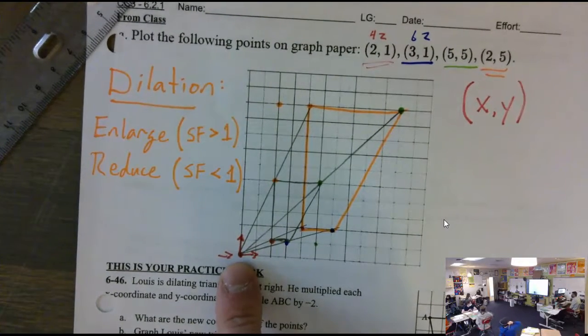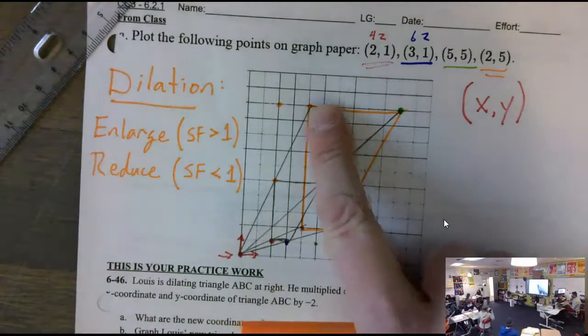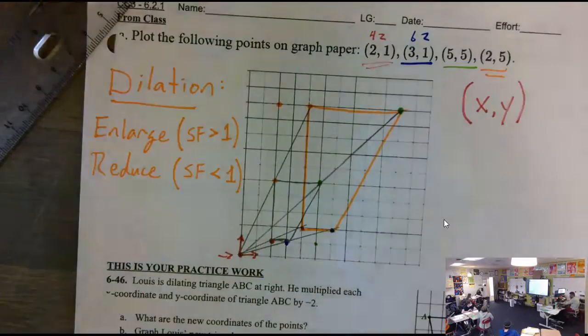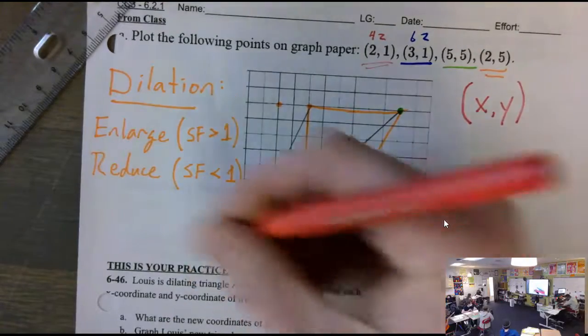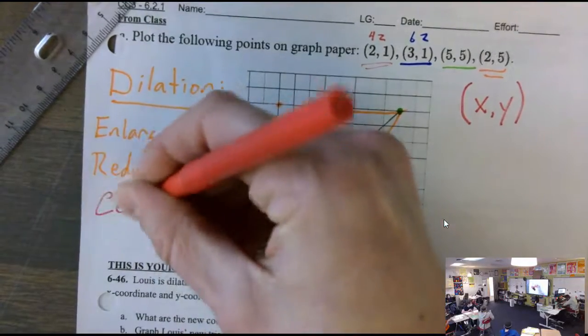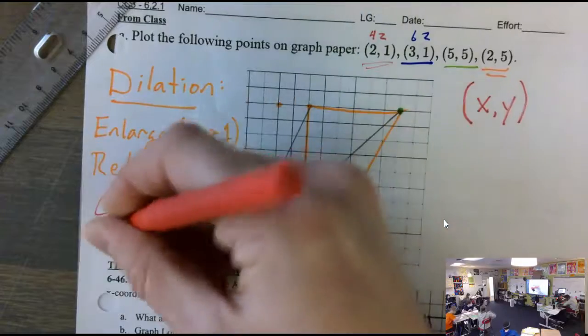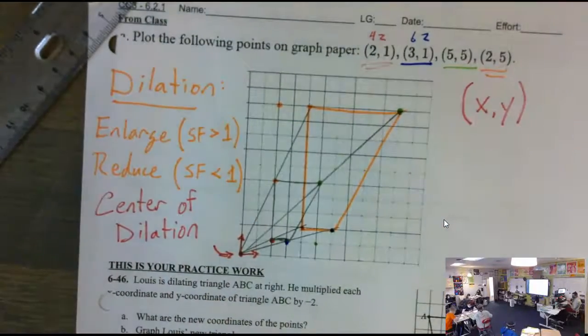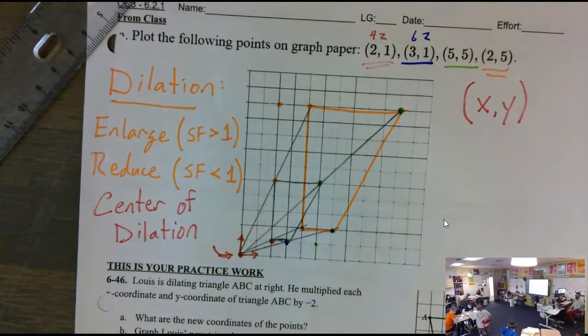This, the point that your dilated shape through your original connects back to, this is what we call our center of dilation. Here it is the origin, but it will not always be. Sometimes your center of dilation is right in the middle of the shape, like you're literally dilating out from the center of the shape. Sometimes you're dilating from one of the corners of the shape.